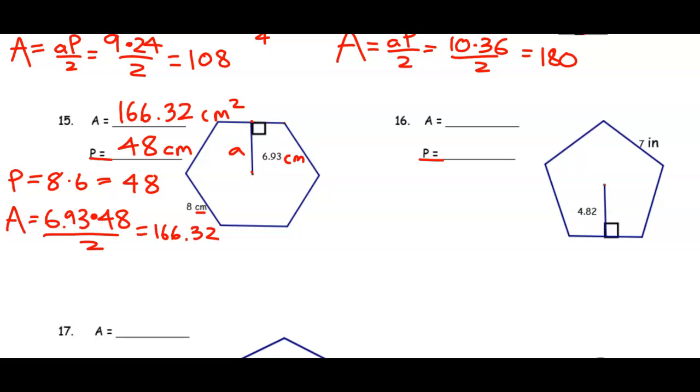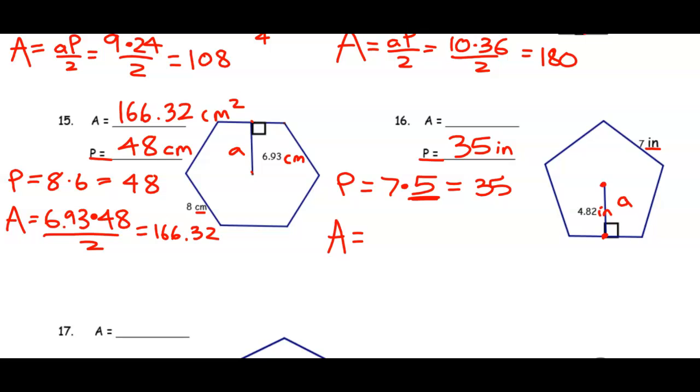Perimeter. This is only 5-sided. It's a pentagon. So if one side is 7, my perimeter is going to be 7 times 5 sides. 35. Perimeter is 35 inches, right? Well, and my area will give me my apothem, center to midpoint. My apothem, right? Center to the midpoint.